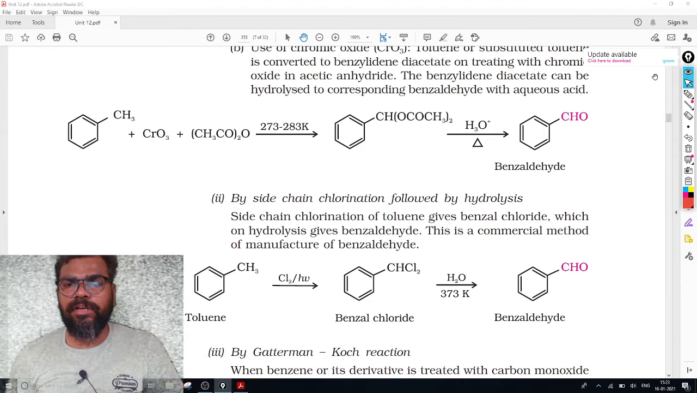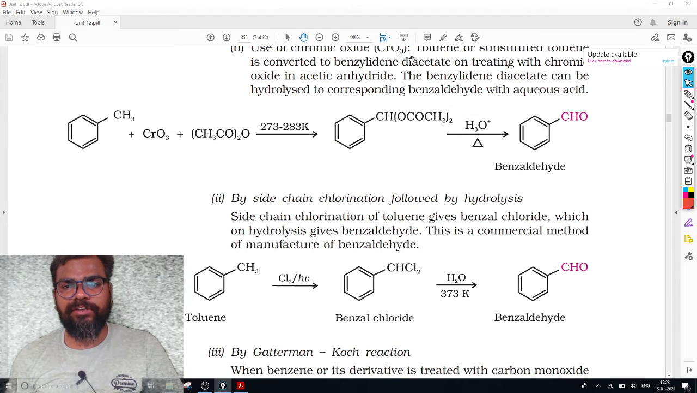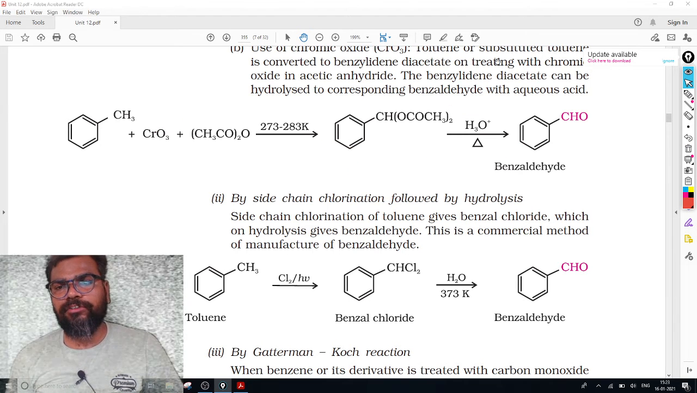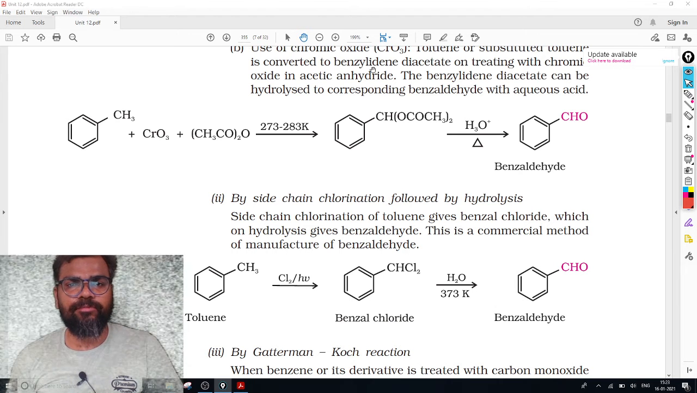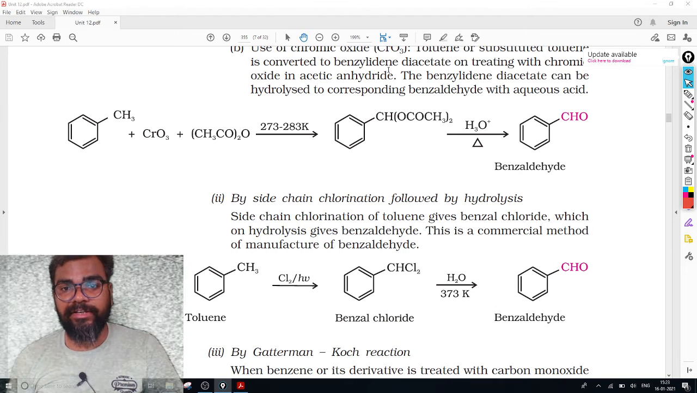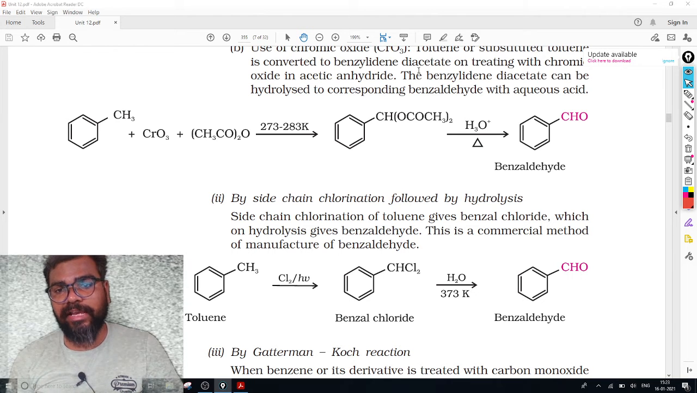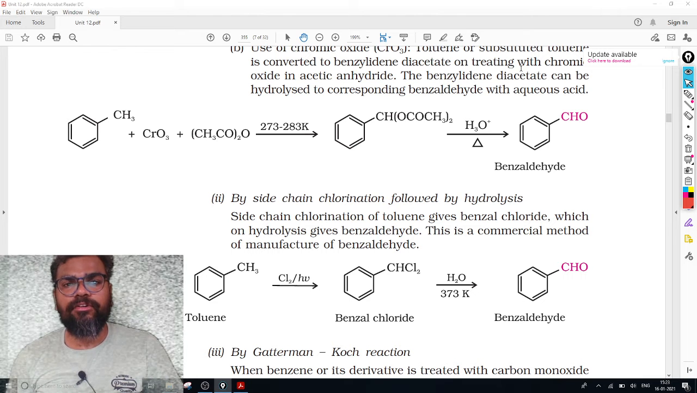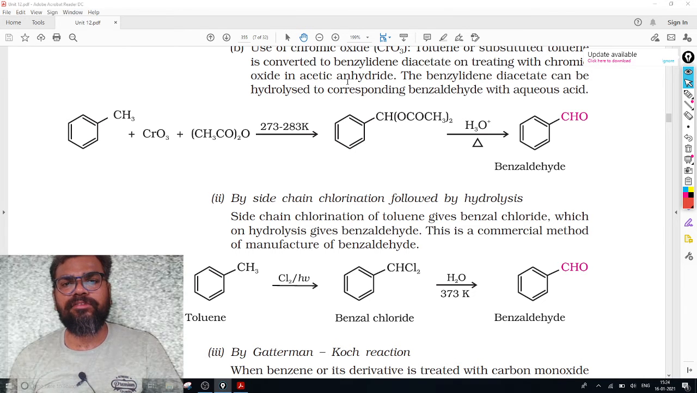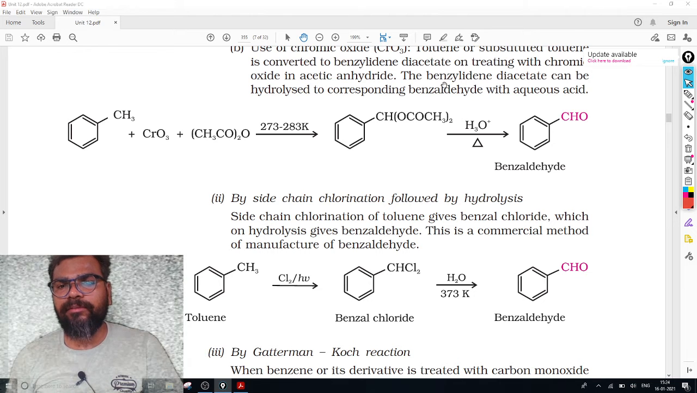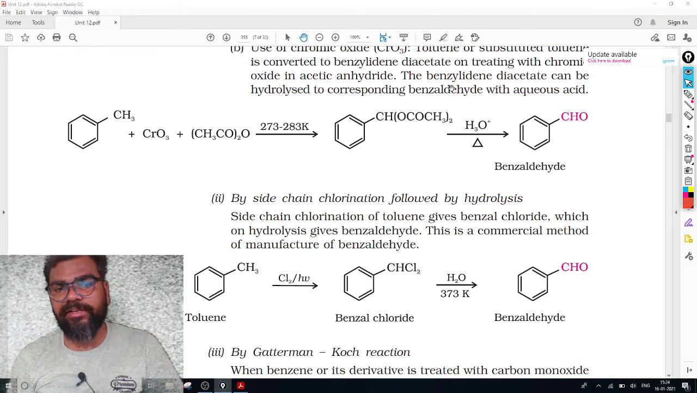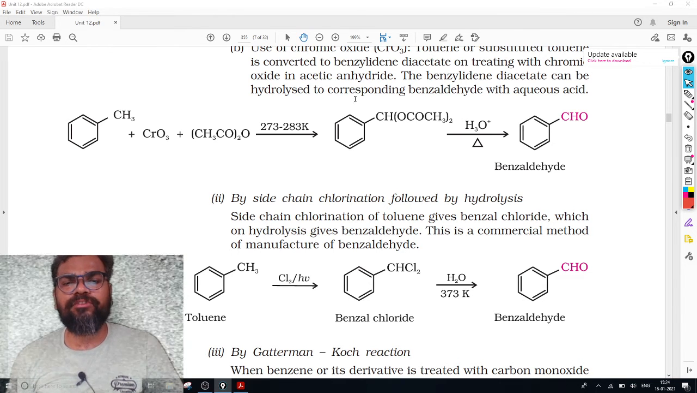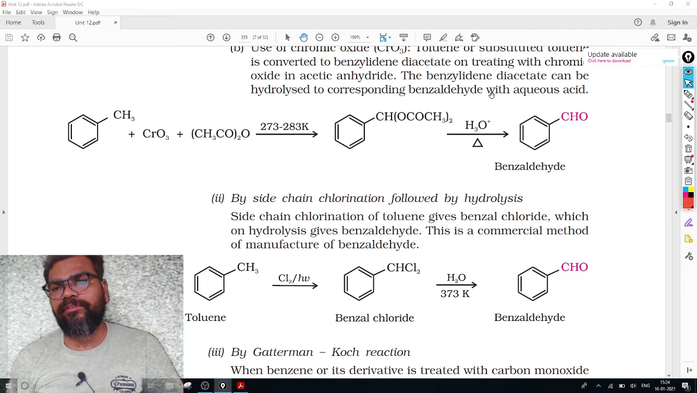Now the use of chromic oxide, CrO3. Toluene or substituted toluene is converted to benzylidene diacetate on treating with chromium oxide, CrO3, in acetic anhydride. The benzylidene diacetate can be hydrolyzed to the corresponding benzaldehyde with aqueous acid.